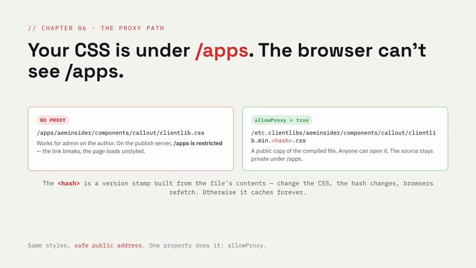And that long hash in the new address, it is just a version stamp. AEM builds it from what is inside the file. Change the CSS, the stamp changes, the URL changes, and browsers grab the new file. Change nothing and the URL stays the same, so browsers keep the copy they already have. That is how a client lib can be cached forever and still update the second you edit it.